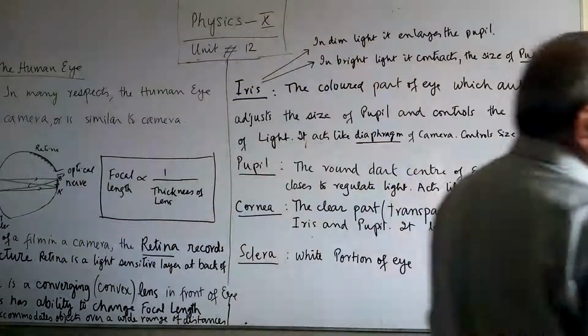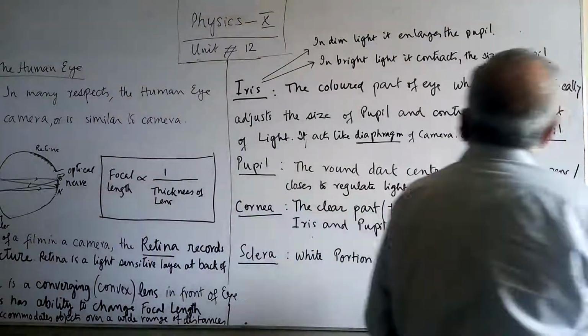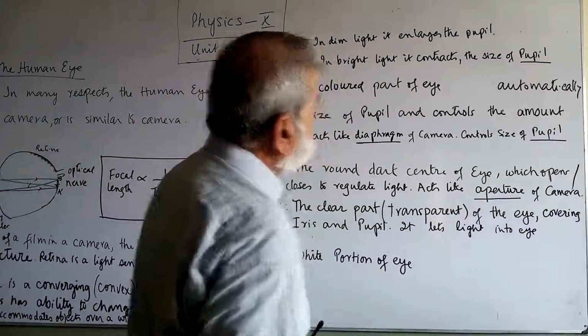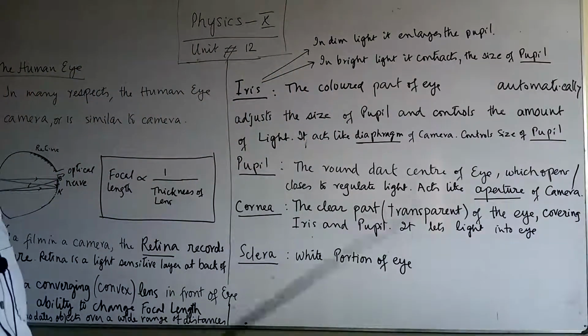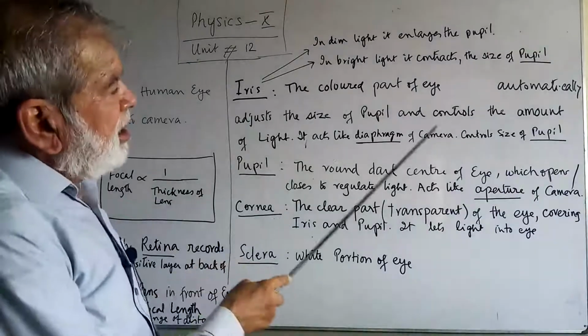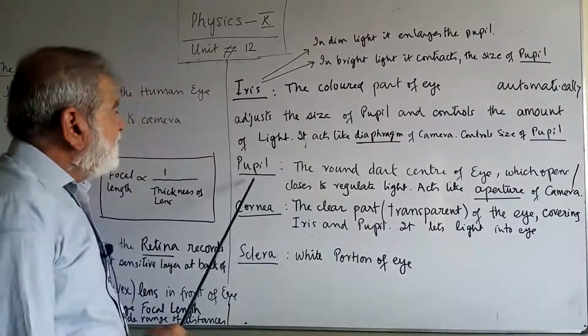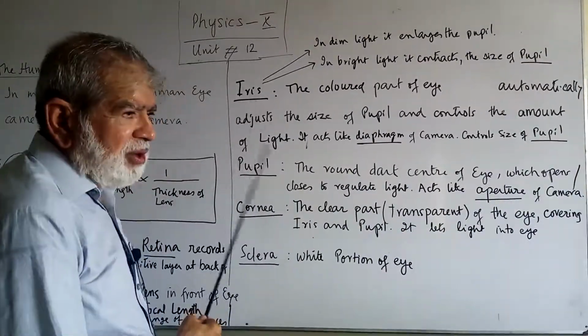The colored part of the eye automatically adjusts the size of the pupil and controls the amount of light. Okay, it acts like the diaphragm of a camera. The fourth part is the pupil. Now what is the pupil?